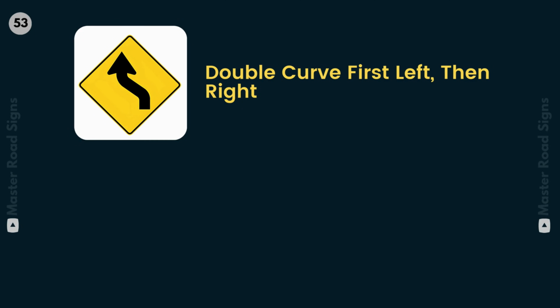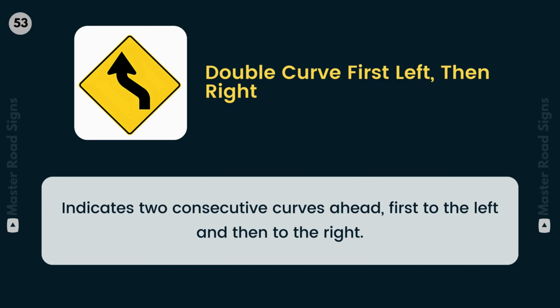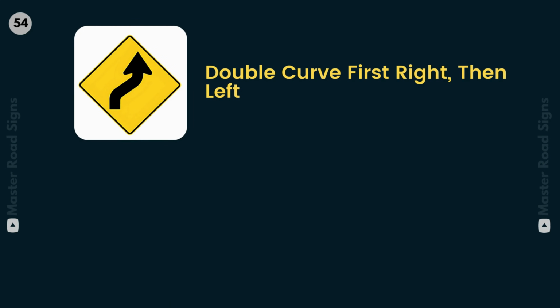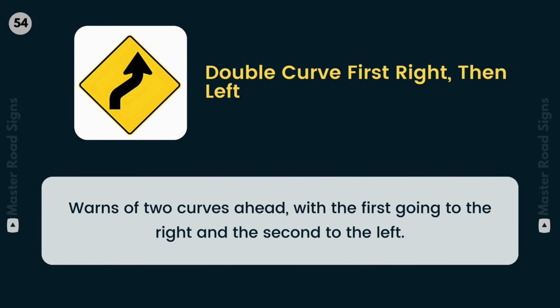Double curve. First left, then right sign. Indicates two consecutive curves ahead, first to the left and then to the right. Double curve. First right, then left sign. Warns of two curves ahead, with the first going to the right and the second to the left.